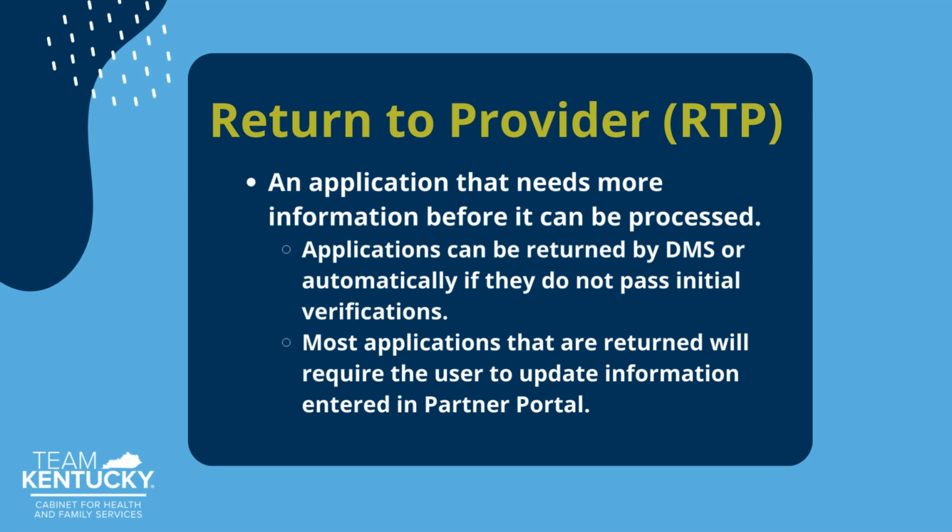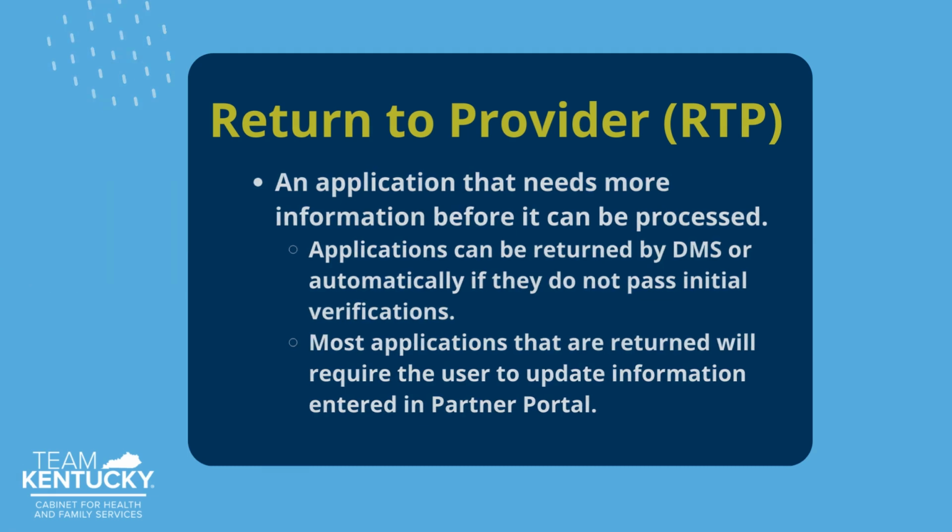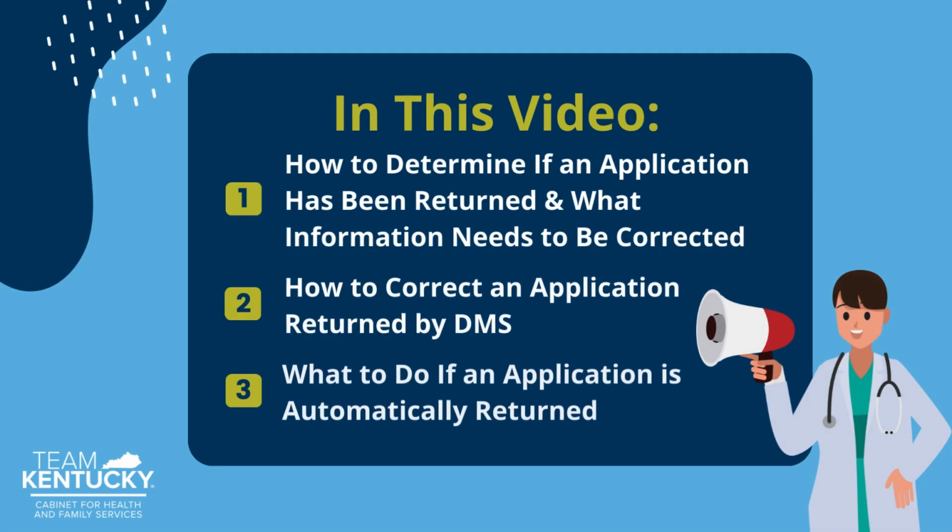Applications can be returned by DMS or automatically if they do not pass initial verifications. Most applications that are returned will require the user to update information entered in Partner Portal. In this video, we will review how to determine if an application has been returned and how to determine what information needs to be corrected within the application, how to correct an application returned by DMS, and what to do if an application is automatically returned.